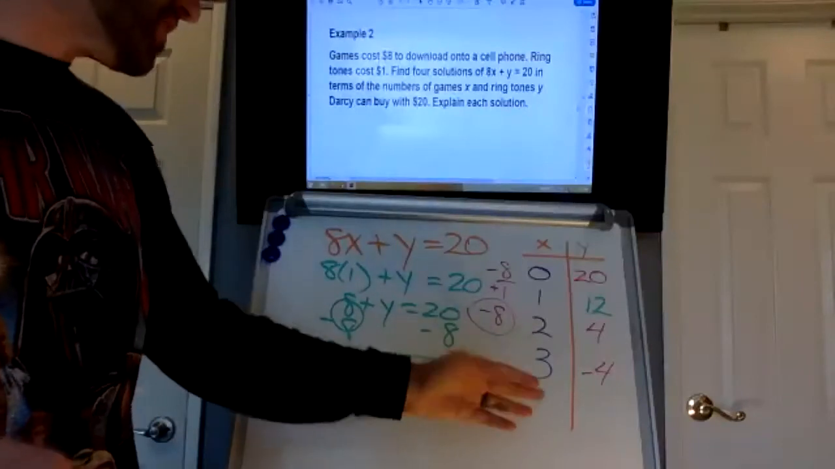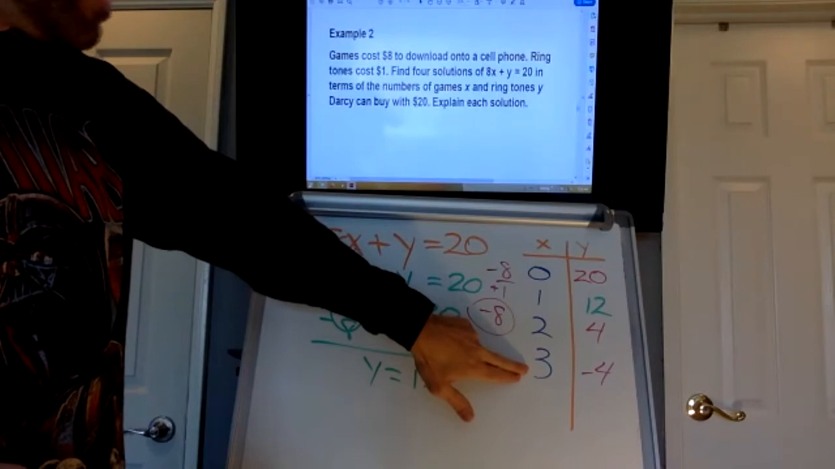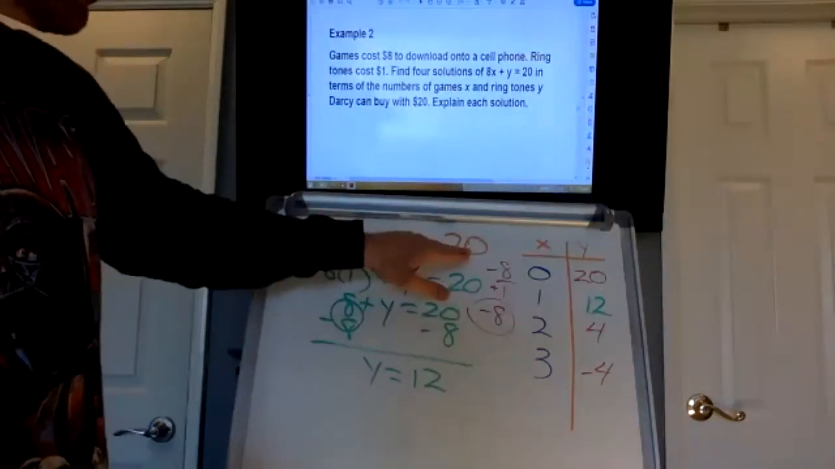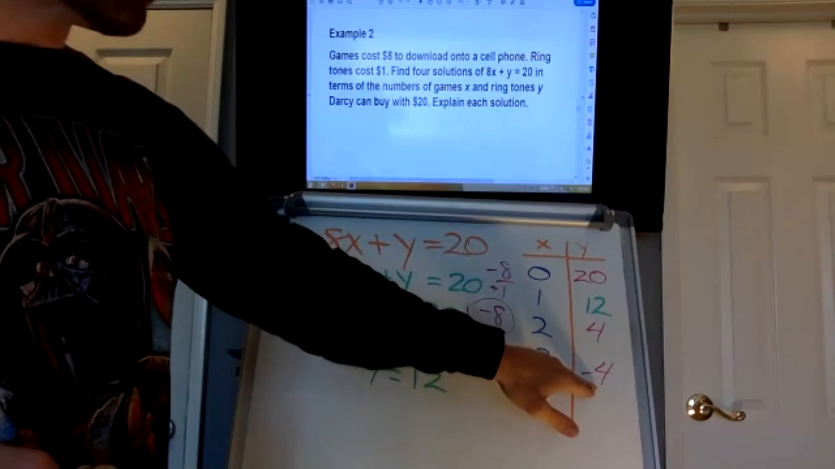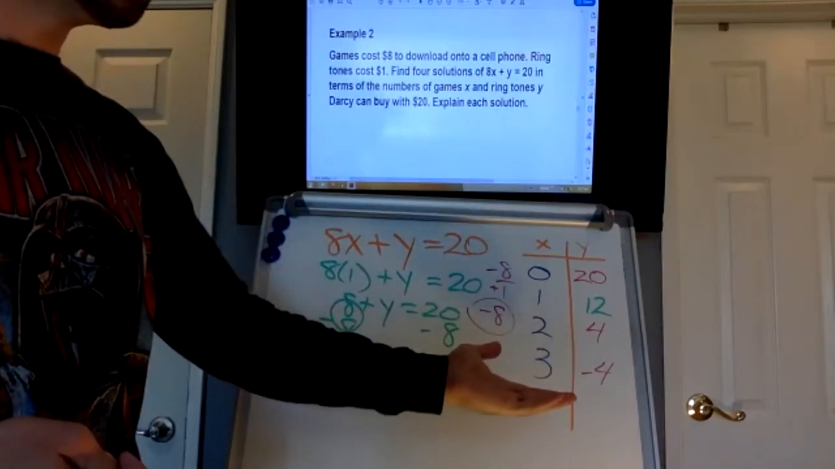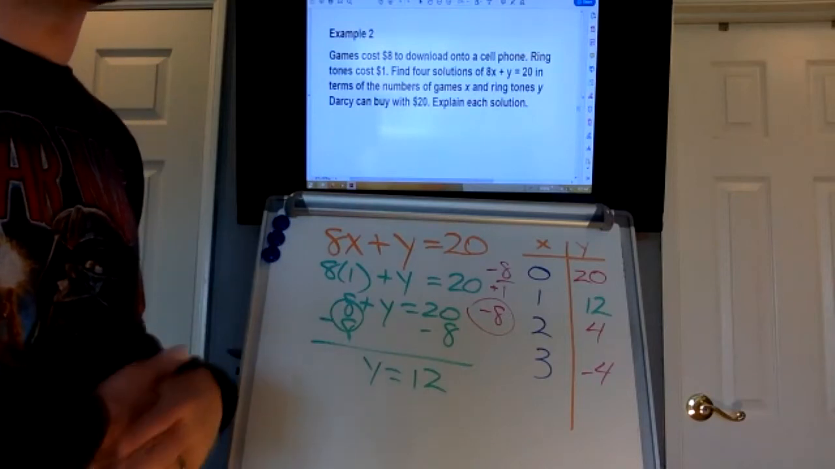That's a good conversation. So for instance, let's look here. Buying 3 games is going to cost you more than you have. It's going to cost you more than the 20. So you're going to be short 4. You're going to have -4 to spend, which means you owe $4 that you didn't have.